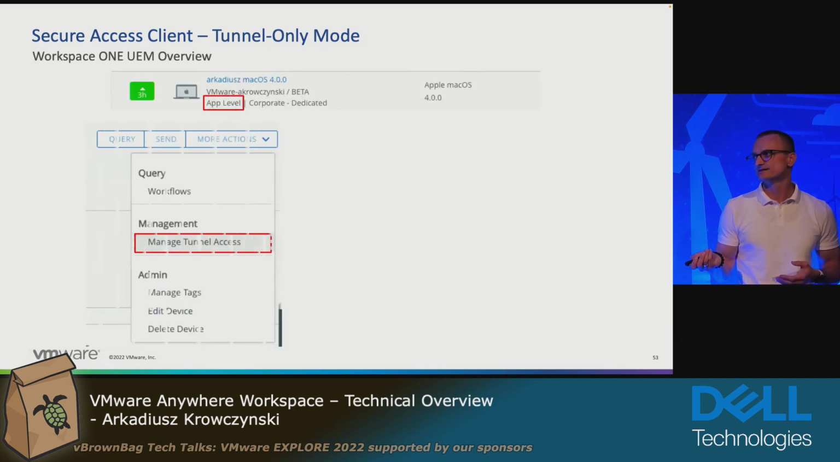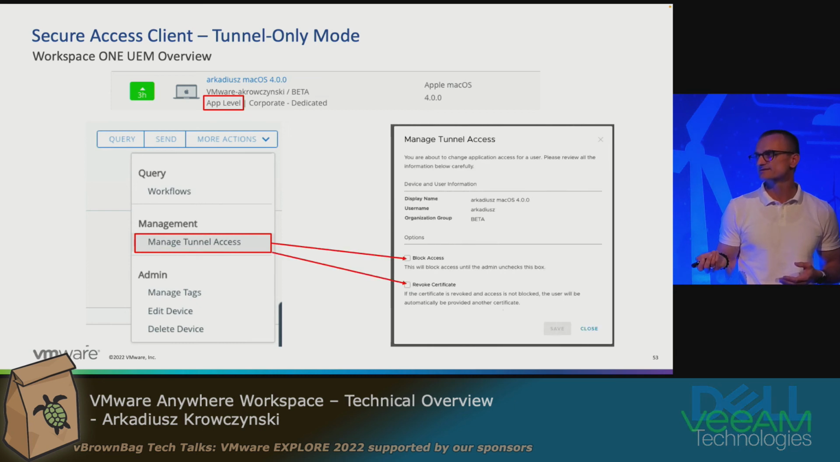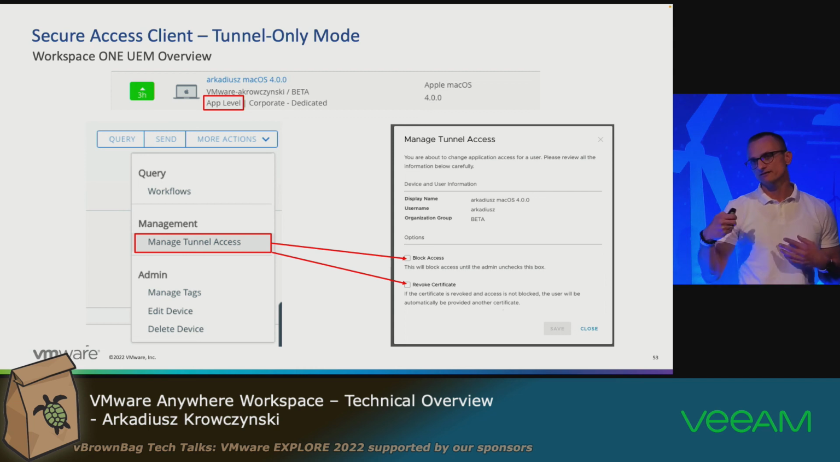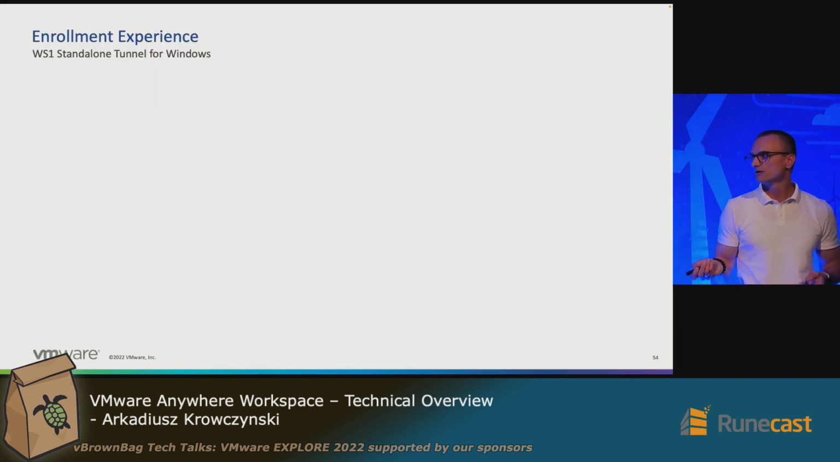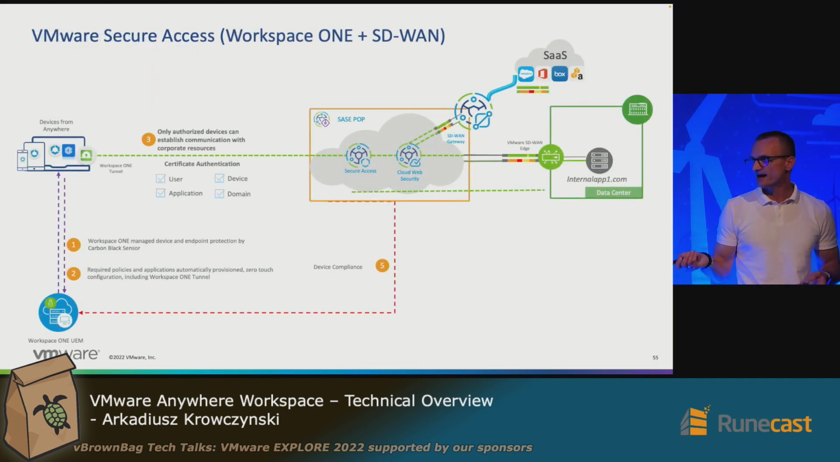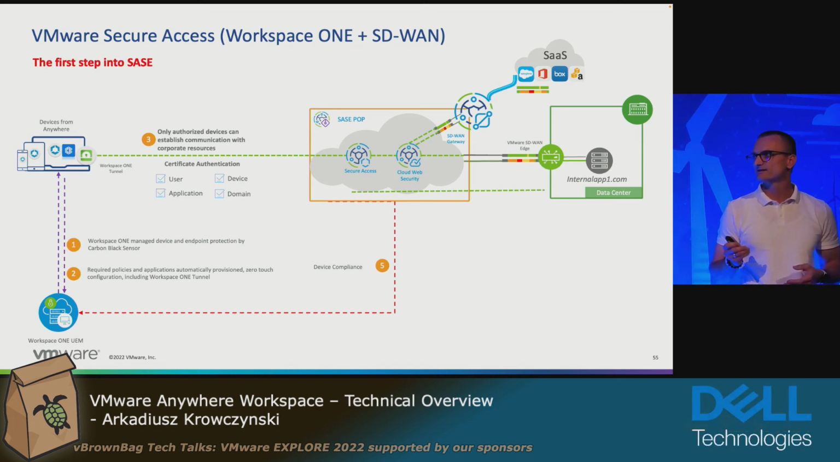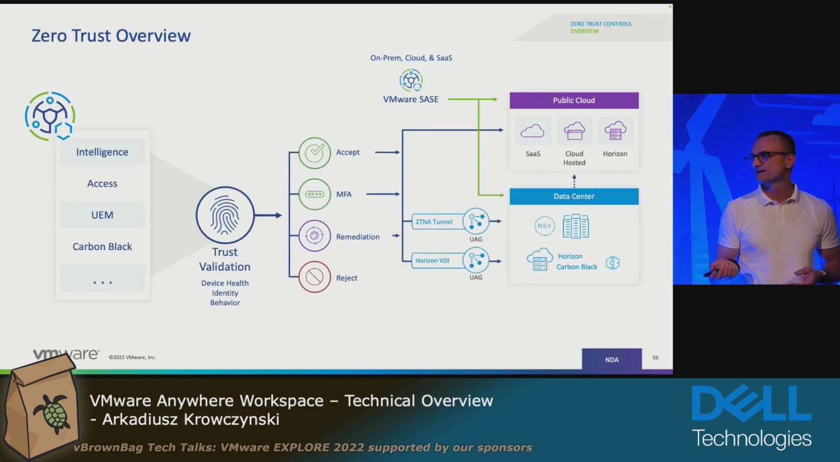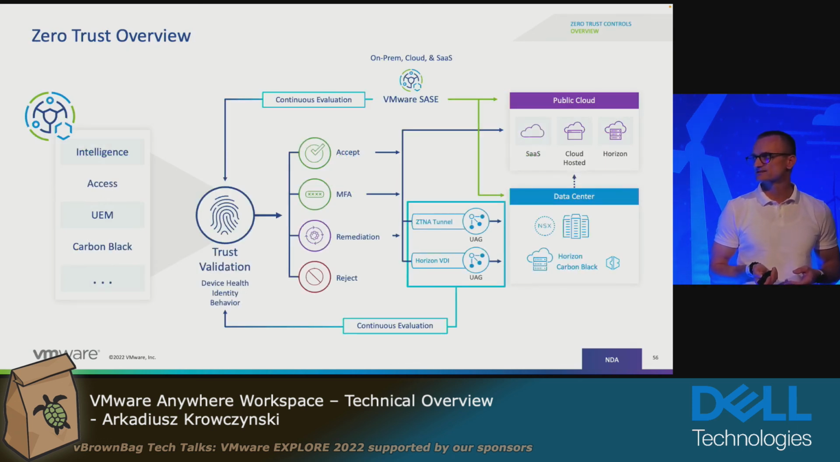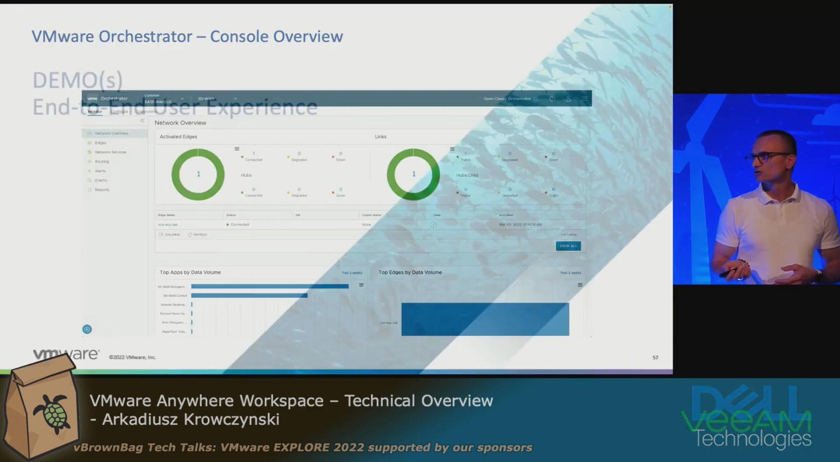So it's the app level or MAM mode, means we can onboard a device for a coworker for some weeks, so that she or he can access internal resources, and then when the work is done, block access, revoke certificate, and all is done. And secure access is WorkspaceOne plus SD-WAN and the first step into SASE. And when we are talking about the Zero Trust overview, a combined solution for your complete journey.